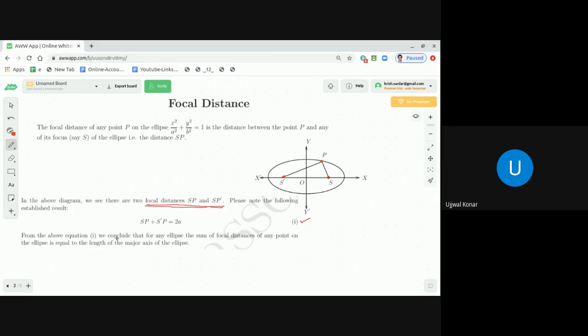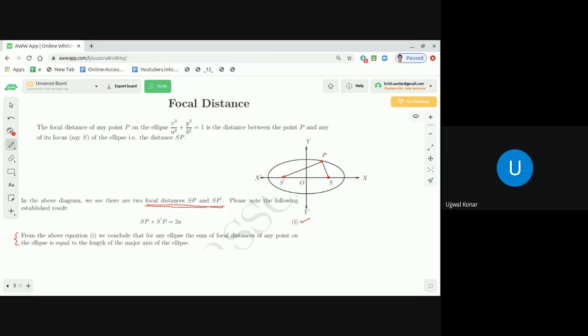From the above equation 1, we conclude that for any ellipse, the sum of the focal distances of any point on the ellipse is equal to the length of the major axis of the ellipse. Very important observation. So I repeat once more, dear students. For any ellipse, the sum of focal distances of any point on the ellipse is equal to the length of the major axis of the ellipse.